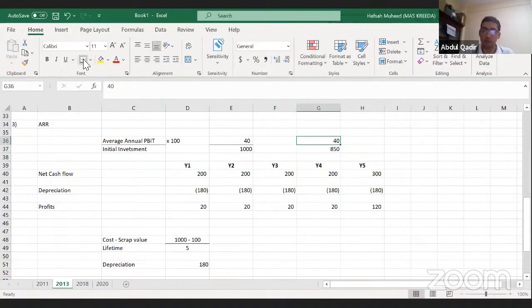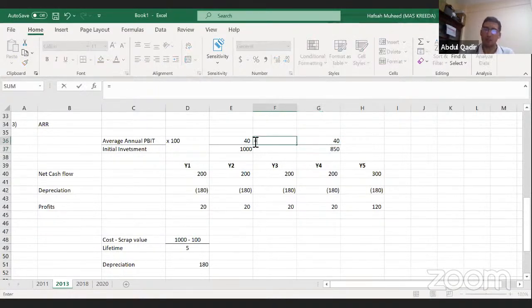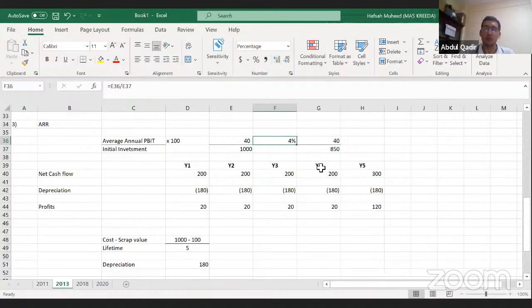Some students have used 850. That is considering the 150 machine sale. Still, it's correct. And then you can get your answer. 440 divided by 1,000. You multiply by 100. You will get 4%, right? So since you all can use calculators also, you can just divide at one decimal place, 4%.